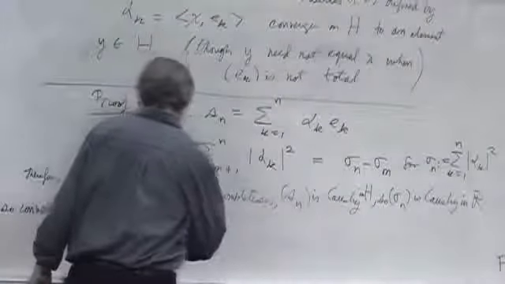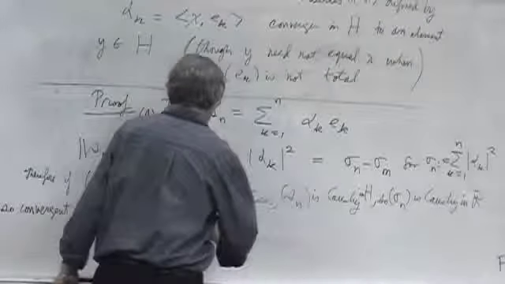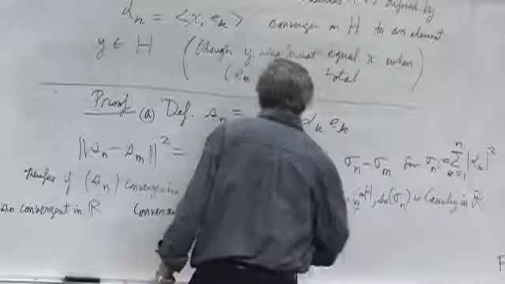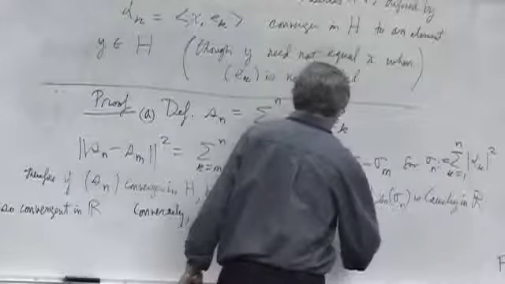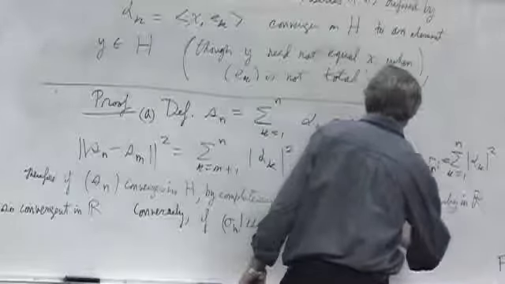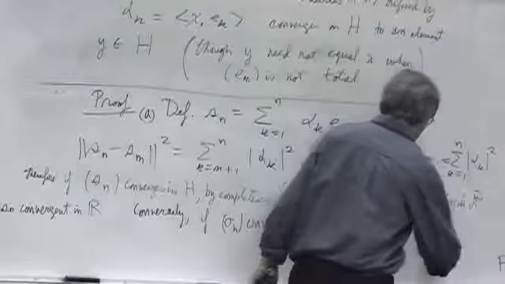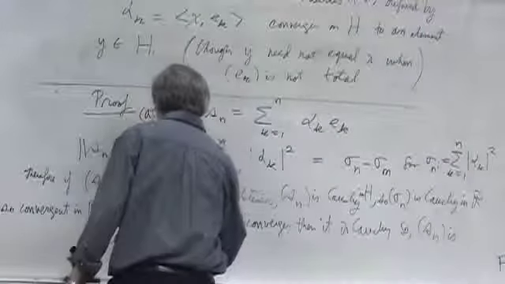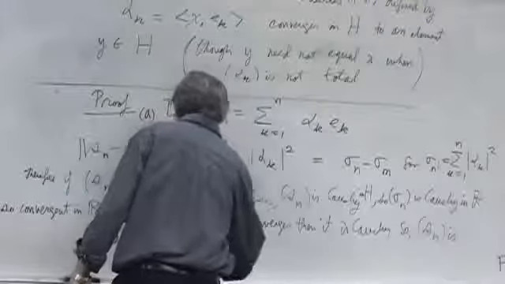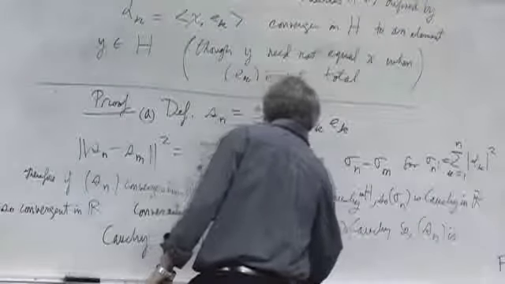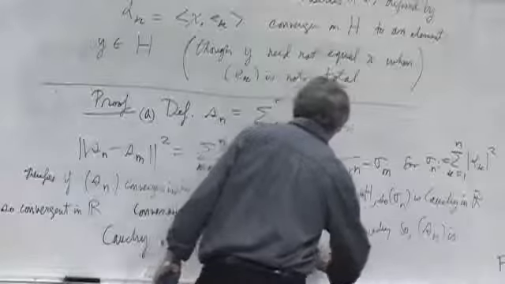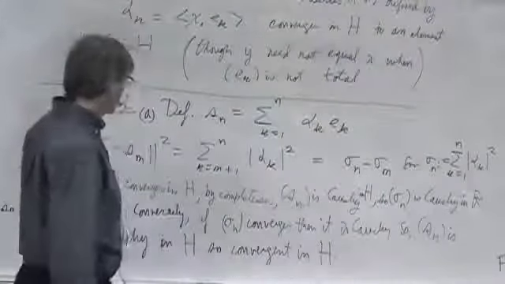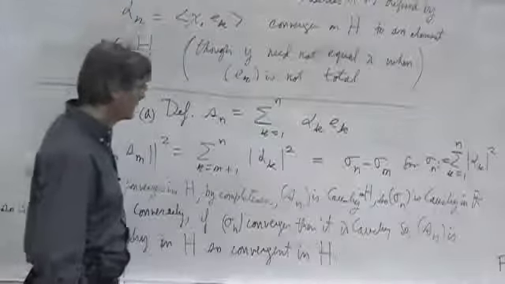Conversely, if sigma n converges, then it is Cauchy. So, Sn is Cauchy. So in H. So convergent in H. Because we've got the Hilbert space here. We've got the complete normed space. Okay, so that's A.